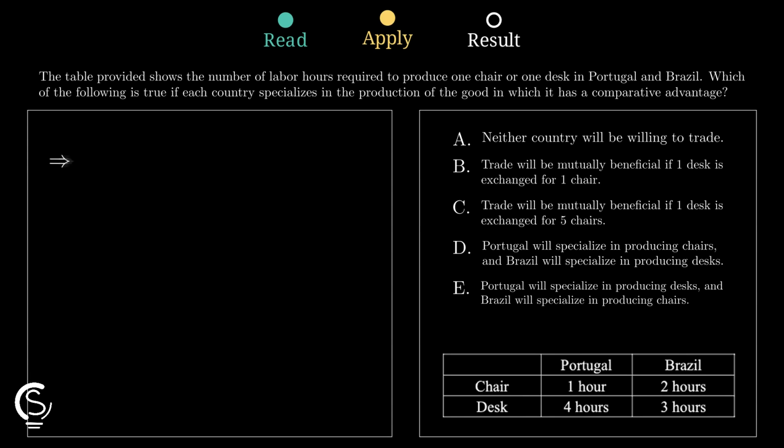Now check Brazil. They spend 5 hours per chair and 10 per desk. For Brazil, making one desk only costs them 2 chairs. They are much more efficient at making desks.